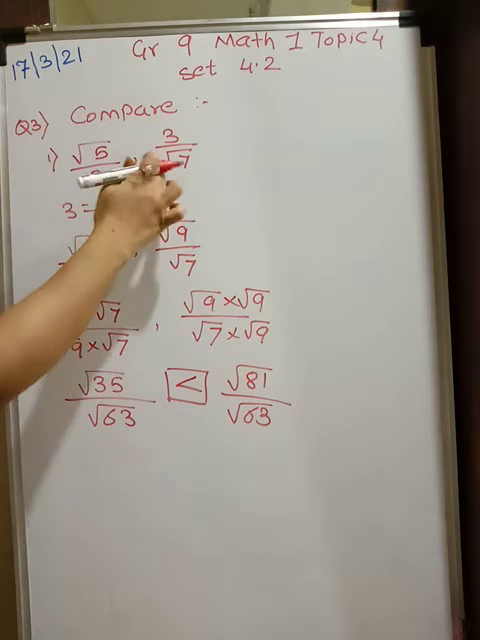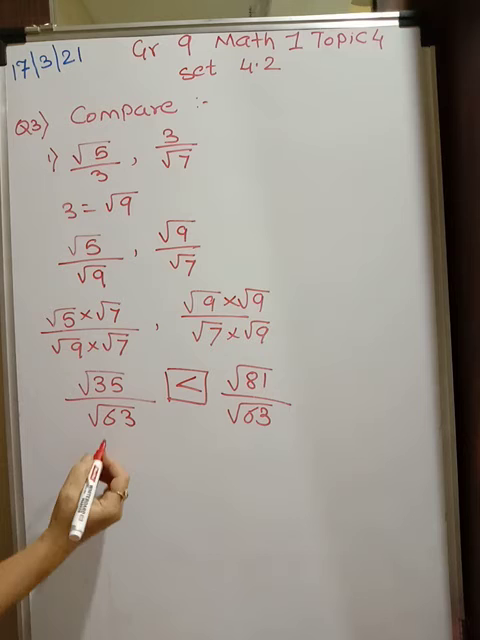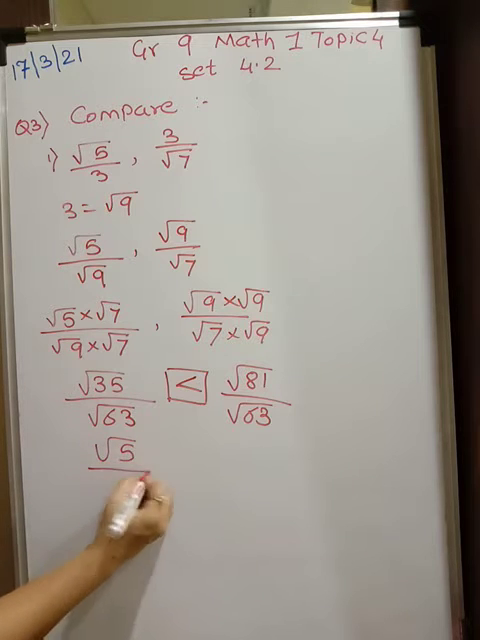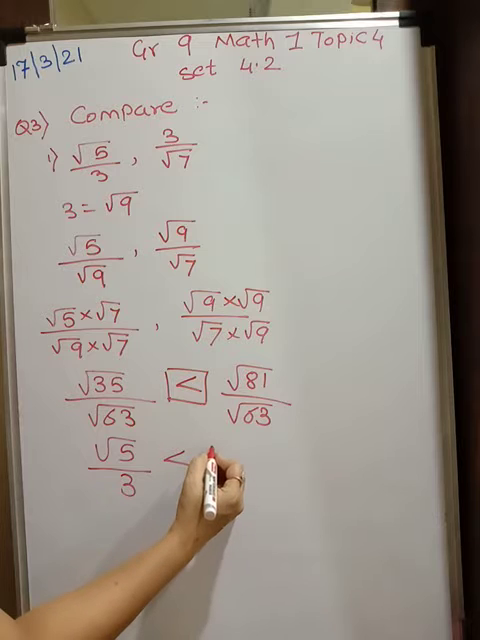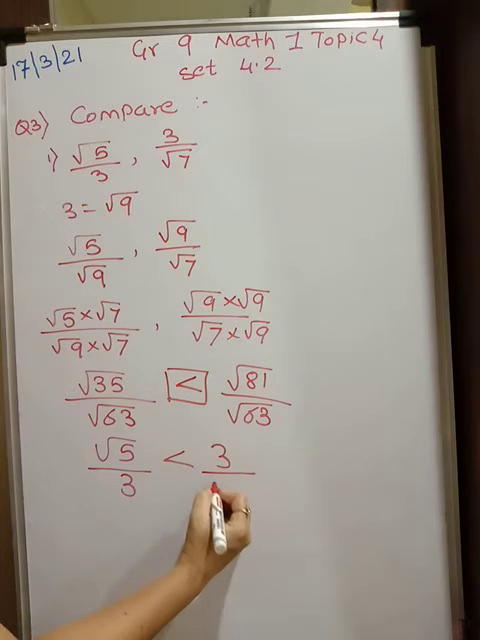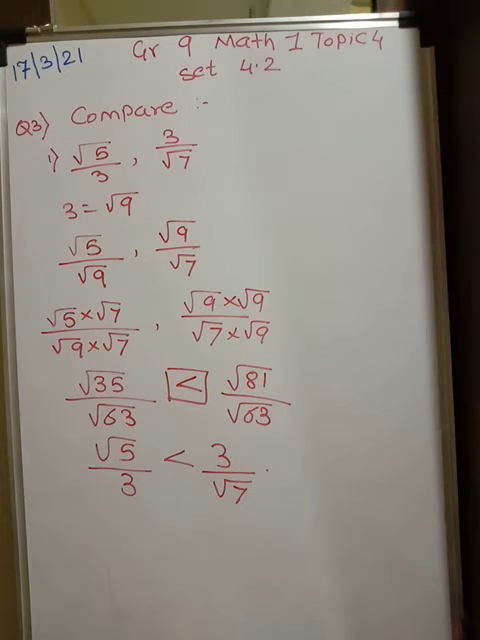So original ratios should always be compared. Don't stop over here. Alright, you write last step. So root 5 upon 3 is less than, you may say 3 upon root 7. Is this clear? Okay, how to do? Let's go for second question now. Very easy, no? Please take it down. You can pause the video.